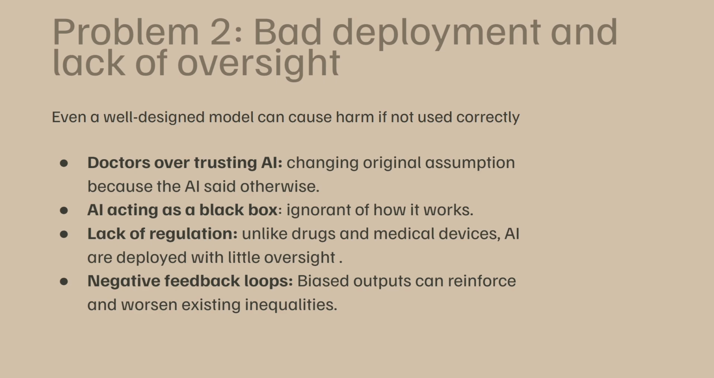There's also very little regulation for these systems. Unlike drugs or medical devices, AI tools can be used in hospitals without strict testing or approval. That means biased or unreliable systems can slip through without being caught. And finally, AI can create negative feedback loops. If the AI keeps making biased predictions about certain groups, those mistakes build up over time and make inequality even worse. So overall, biased data is only part of the problem. How AI is used and supervised in real hospital environments is just as important.